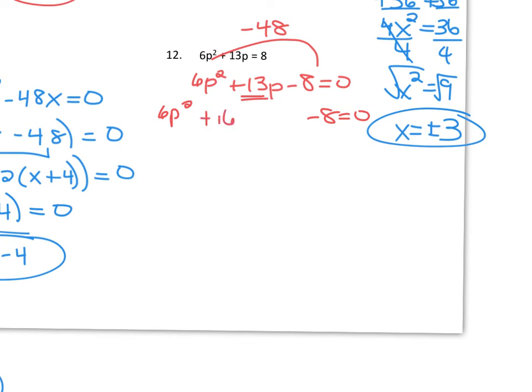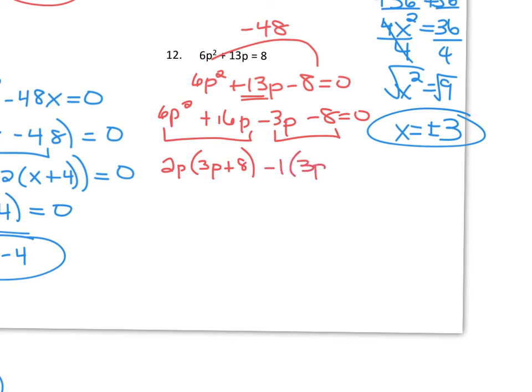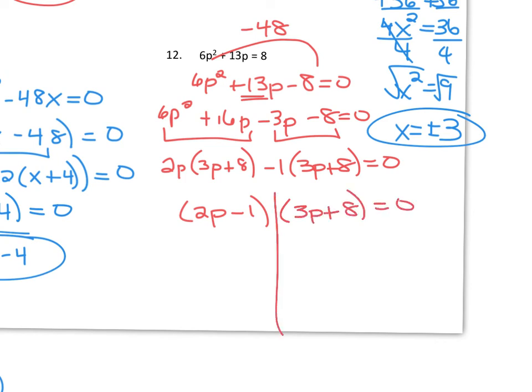So I'm going to write positive 16p and negative 3p, and then we'll just group. All right, so out of the first 2 terms, I could pull out a 2p, which leaves me with 3p plus 8. Out of the next 2 terms, I could just pull out a negative 1, which leaves me with 3p plus 8. And then I'm going to group together the 2p minus 1, what's in front of our common parentheses, and then I'll just bring down the 3p plus 8. And you could just make a t-chart and solve.